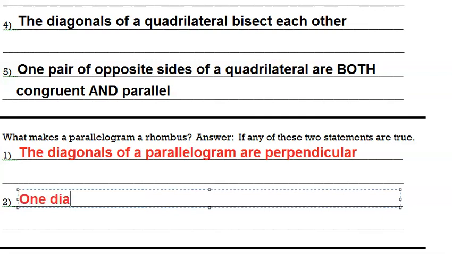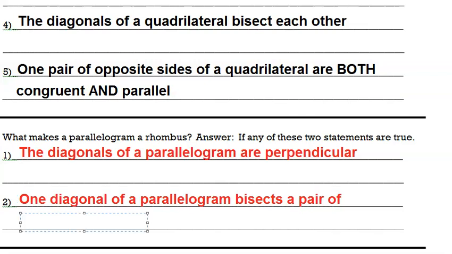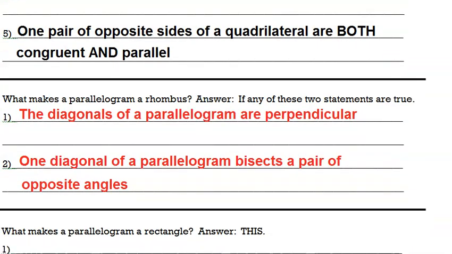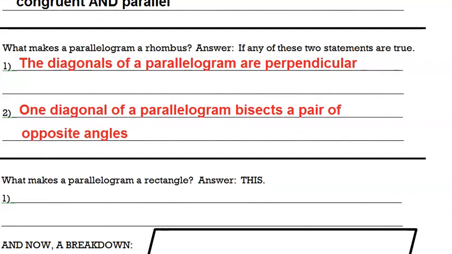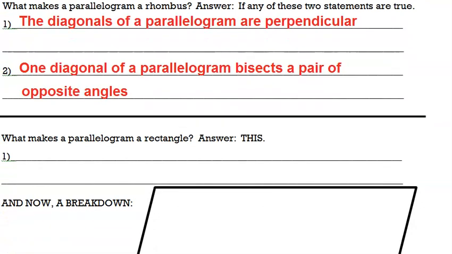Also, if one diagonal of a parallelogram bisects a pair of opposite angles. Remember, in a rhombus, every diagonal also behaves as an angle bisector. It's important to remember that. Based on the pictures, you should be able to get a sense when you're going through. And again, you're going to see some pictures here of some parallelograms in just a second, and I'll show you what I'm talking about.